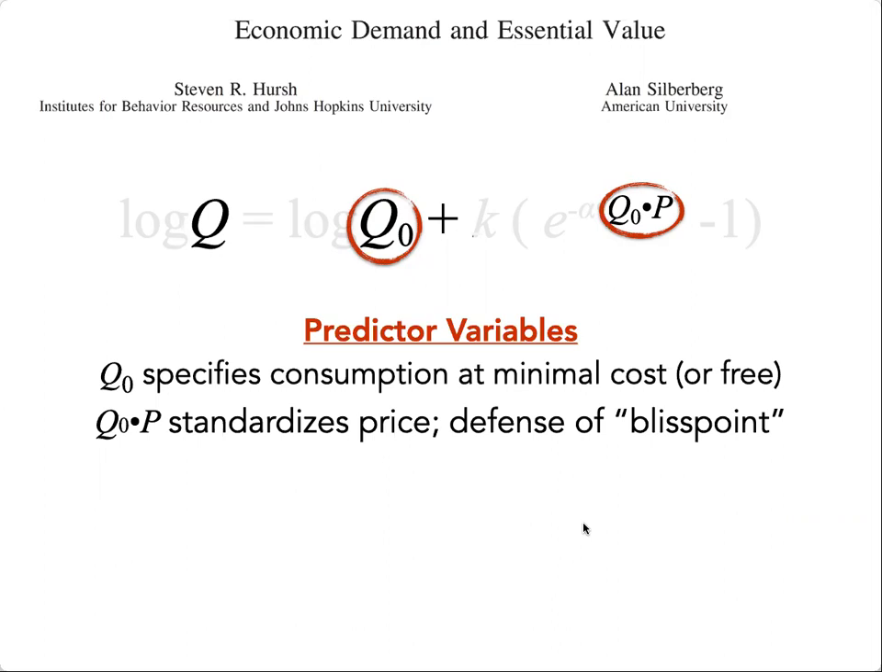Intensity, I also like to think of as the defense of someone's bliss point. So if you had free access to a commodity and you could consume it at no cost, what would be your bliss point for that? And the idea is, as soon as you start to insert disruptors or pressures to prevent consumption, that's where demand starts to be assessed. And that is the degree to which we continue to consume in the face of those costs or those effort requirements.